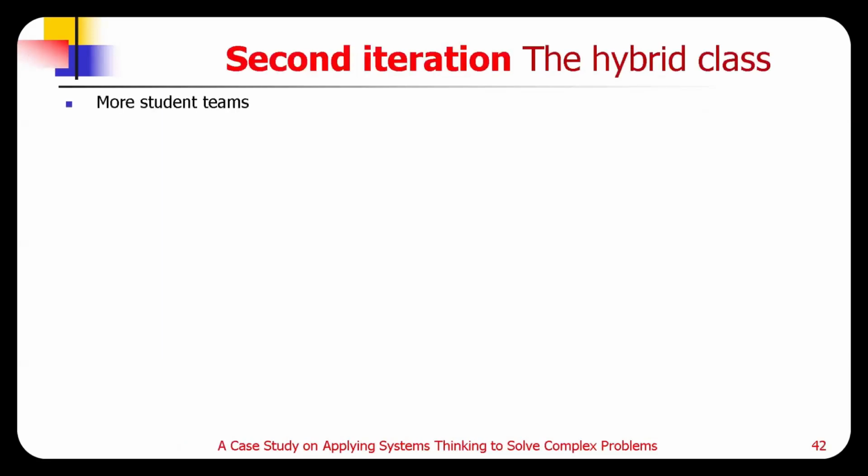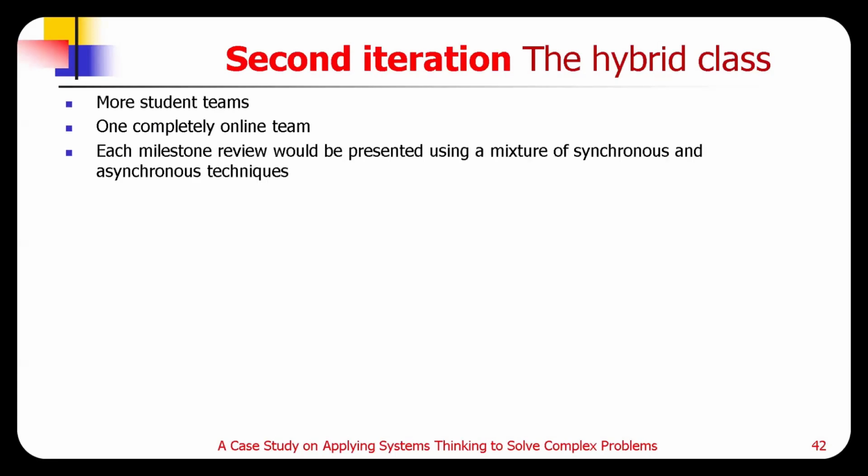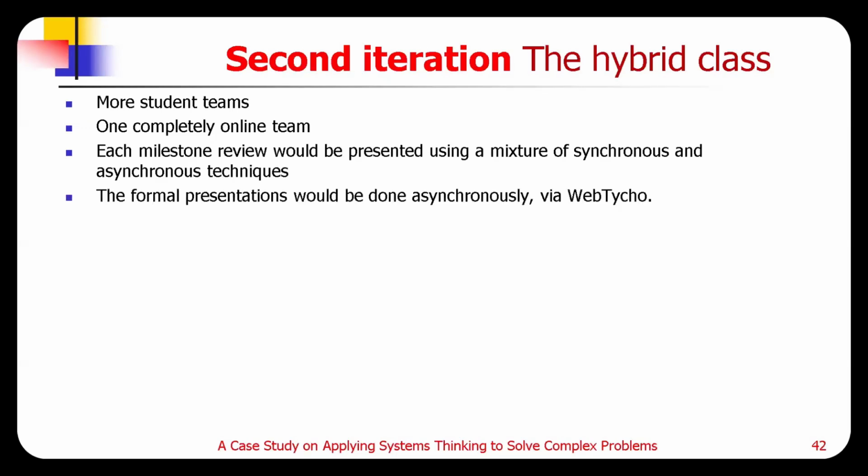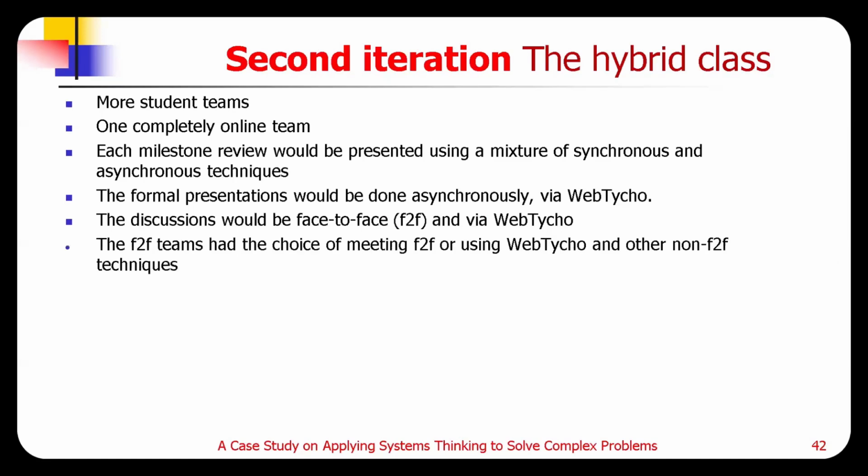The second iteration was the hybrid class. There were more student teams. There was one completely online team. Each milestone review would be presented using a mixture of synchronous and asynchronous techniques. This was different to the first class. And the formal presentations would be done asynchronously via WebTyco. The discussions would be face-to-face and via WebTyco.